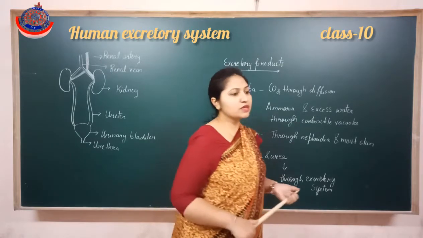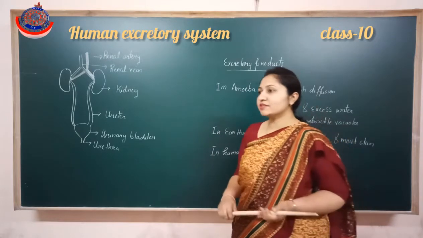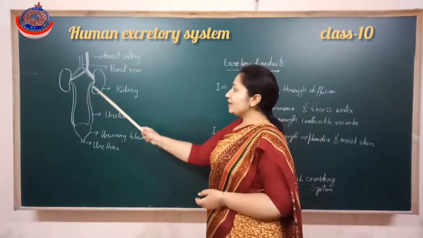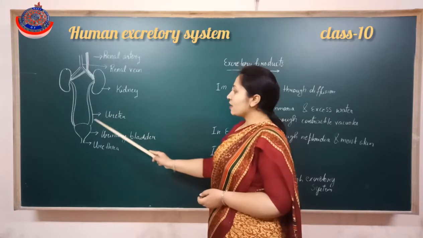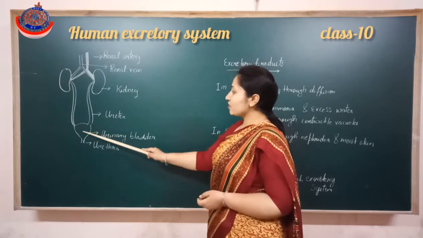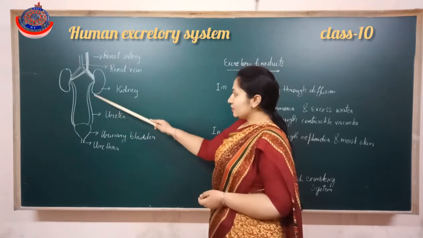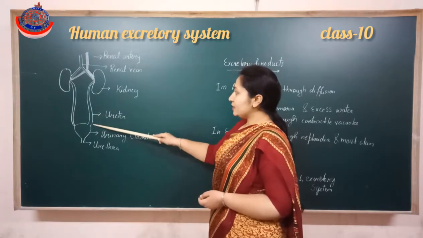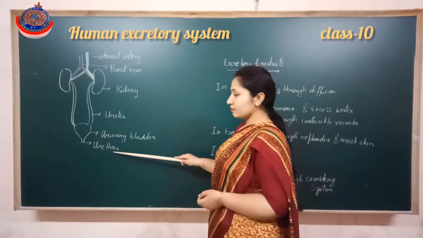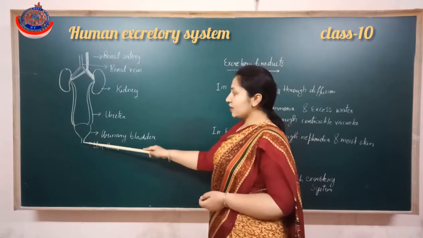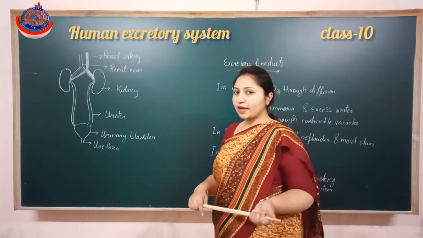Now what are the various organs that are a part of the human excretory system? Two kidneys, two ureters, one bag-like structure which is known as the urinary bladder, and the urinary bladder and the kidneys are linked by the ureters, and the urethra. The urethra is an opening in the urinary bladder.